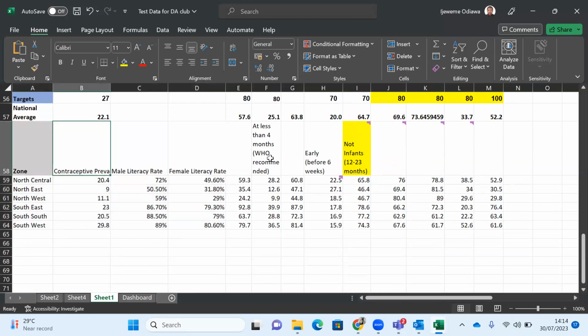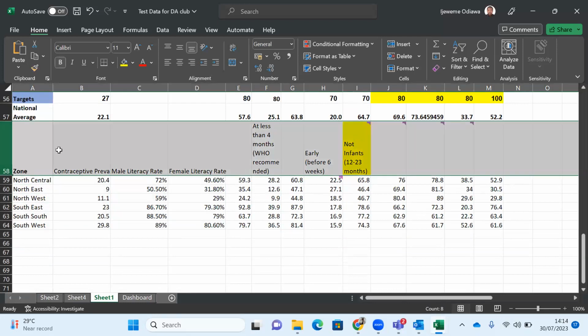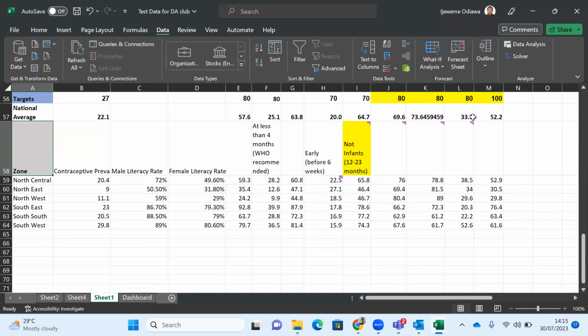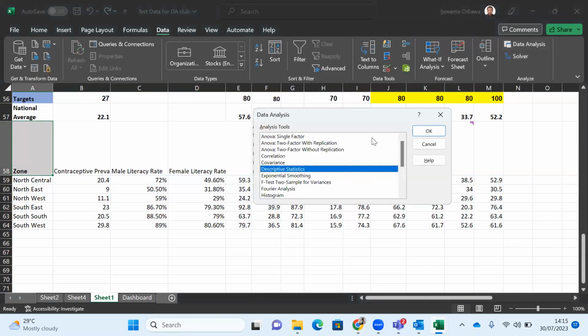So how do we do regression? Can somebody lead us how we do regression? How do we regress? Same way we found descriptive statistics. So how do we get to that place where the descriptive statistics are? We click on Data, then Data Analysis at the end, the Data Analysis option. So what are we looking for? We're looking for regression, right?